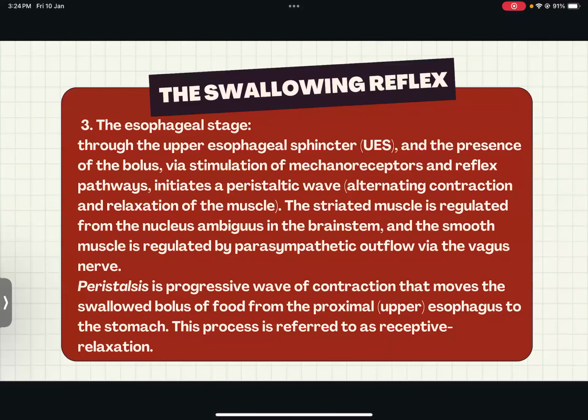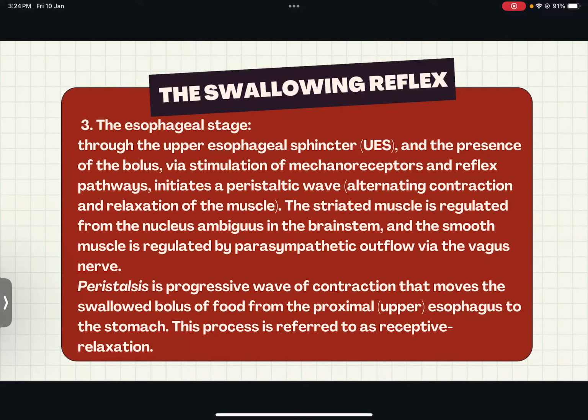And third is the esophageal stage. The esophageal stage is just the rest of it, which is what we also covered as peristalsis. So we know that the upper esophageal sphincter opens first, and the presence of this bolus in the esophagus will stimulate the mechanoreceptors and the reflex pathways to start the peristalsis. Again, peristalsis is the alternating contraction and relaxation of the muscles.